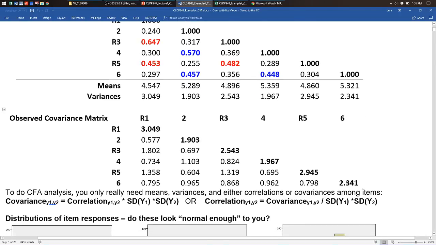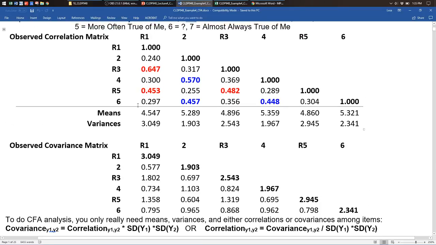So here's the formula by which you get covariance. It's the correlation times the standard deviation of each of the two indicators. So once you have either the variance or you have either the correlation or the covariance, you can work back and forth so long as you've got the variance as well.